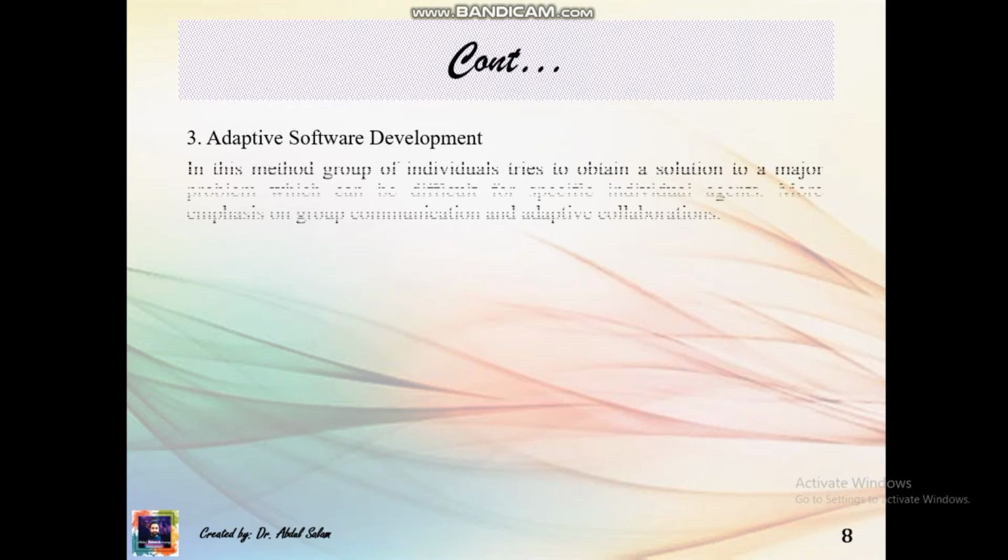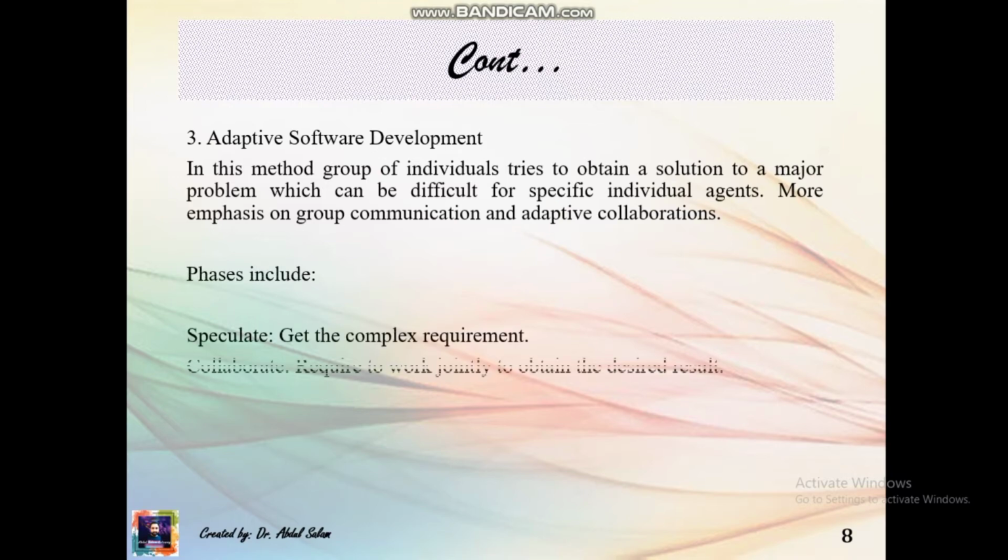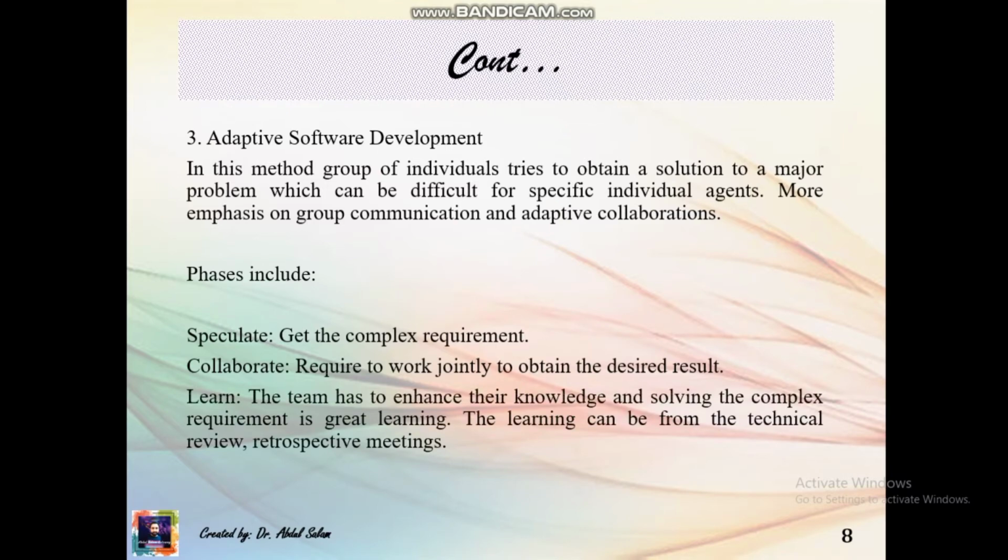Adaptive software development. In this method, a group of individuals tries to obtain a solution to a major problem which can be difficult for specific individuals, with more emphasis on groups, communication and adaptive collaboration. Phases include speculate: get the complex requirements; collaborate: work jointly to obtain the desired result; learn: the team has to enhance its knowledge, and solving the complex requirements is great learning. The learning can be from a technical review or retrospective meetings.